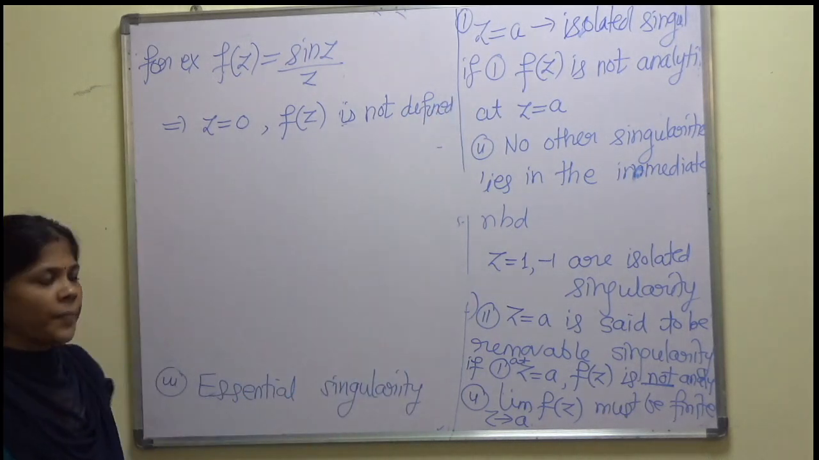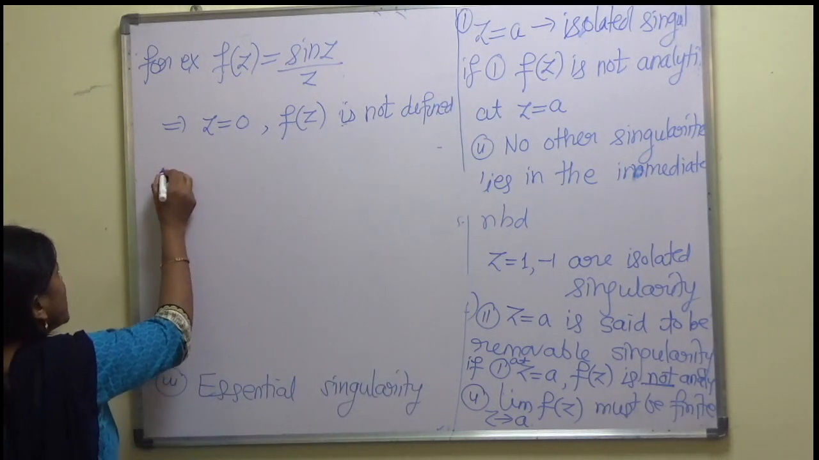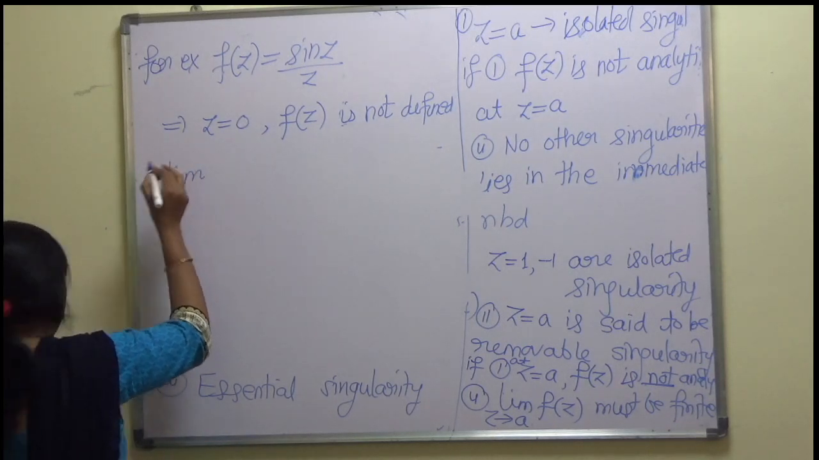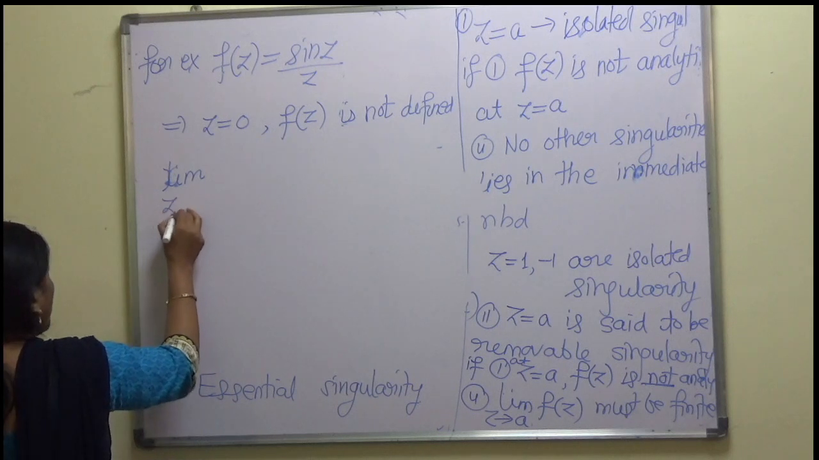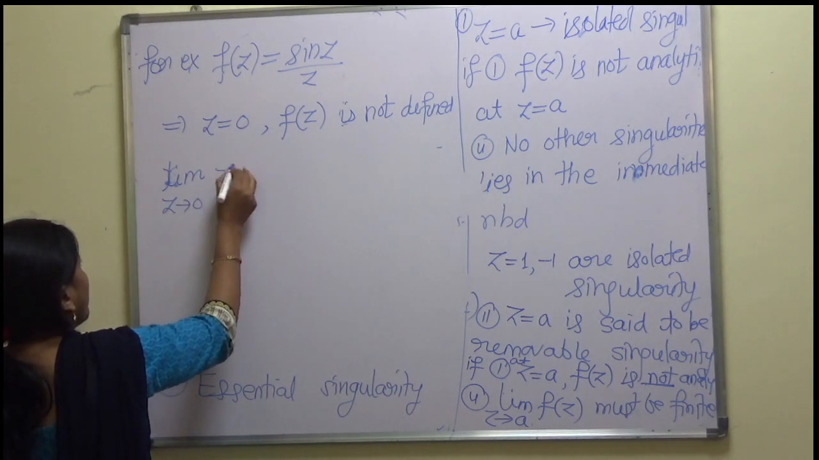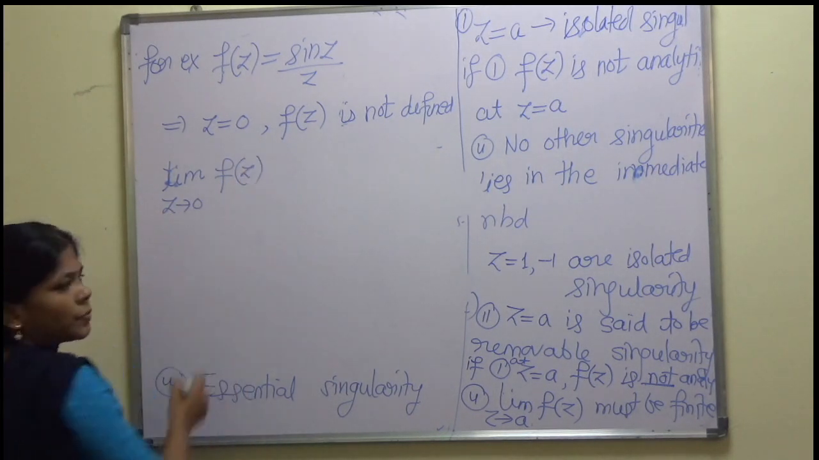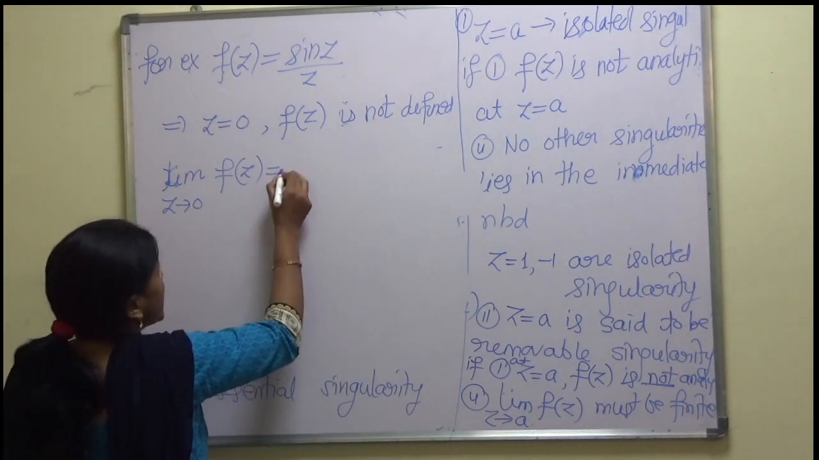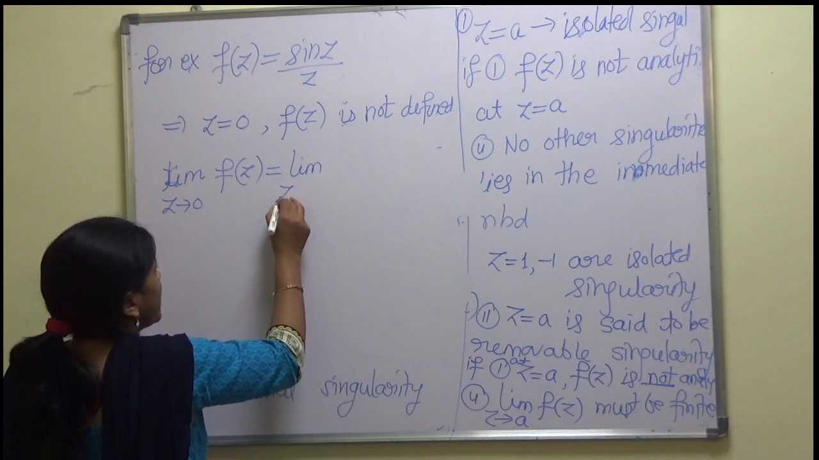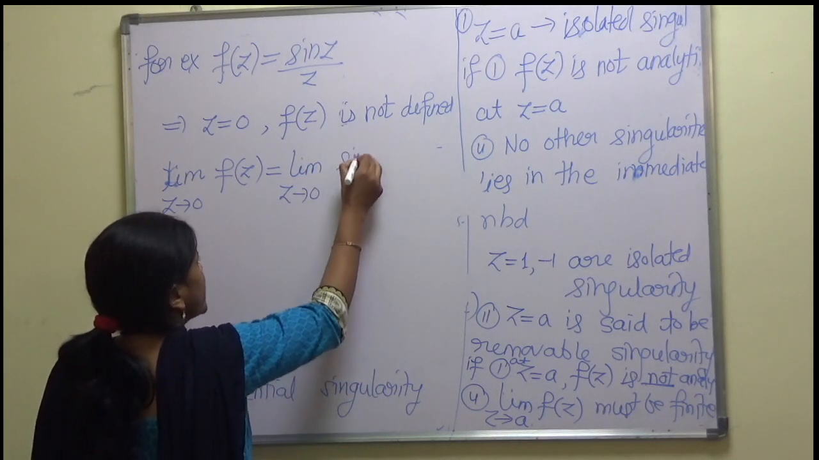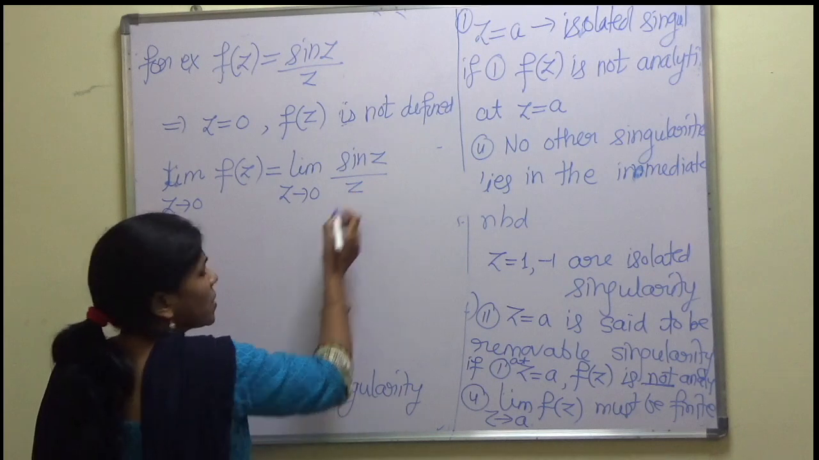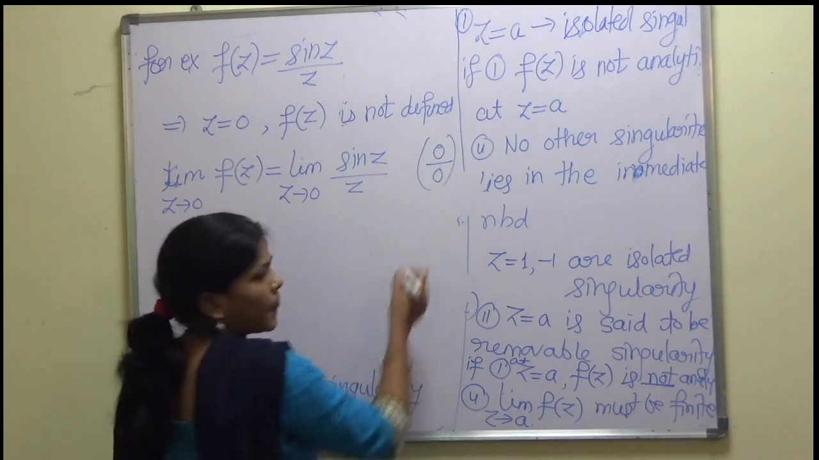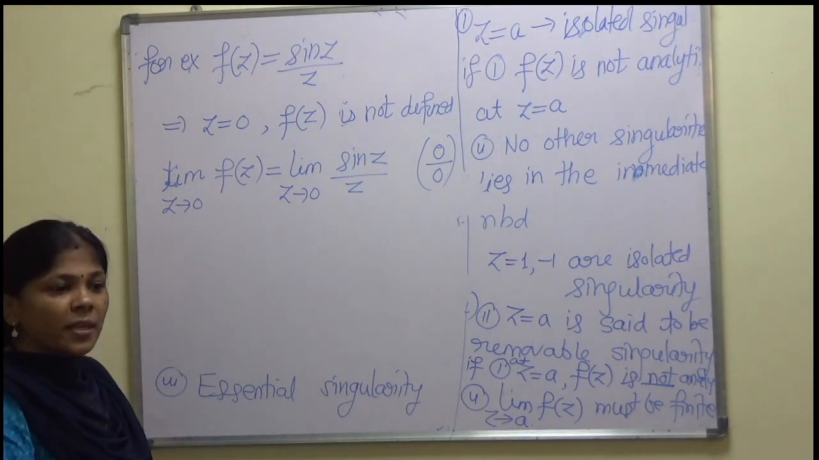Okay, now let us find out the limit as z tends to 0 of f of z. This is the second condition. So that is the limit as z tends to 0 of sin z by z. What will you get? You will get it in 0 by 0 form, so we will apply L'Hospital's rule.